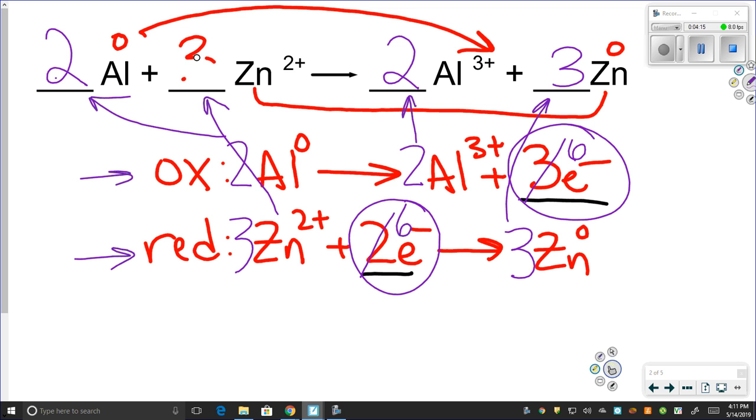I don't know why that one's red. Smartboard doesn't like me. We all know it. It's a conspiracy. Okay, so now we have written out our reactions. They're balanced. We've determined if the reaction happens. We're all good. We're going to do another example here.